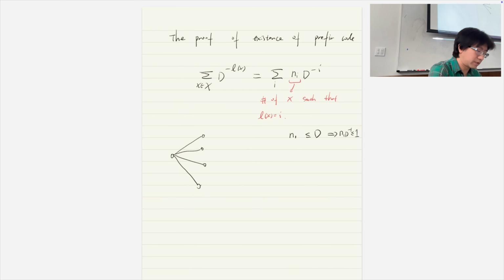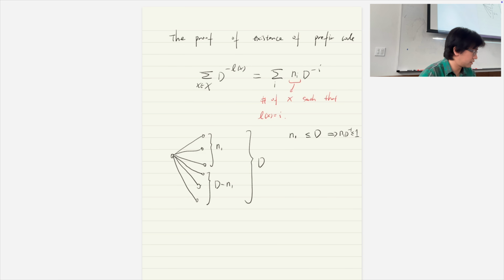So now let's assume this. Let's draw one more here. So this is n1. I have n1 codes of length 1. And then the maximum number of children left is D minus n1, right? Then the total number is still D.